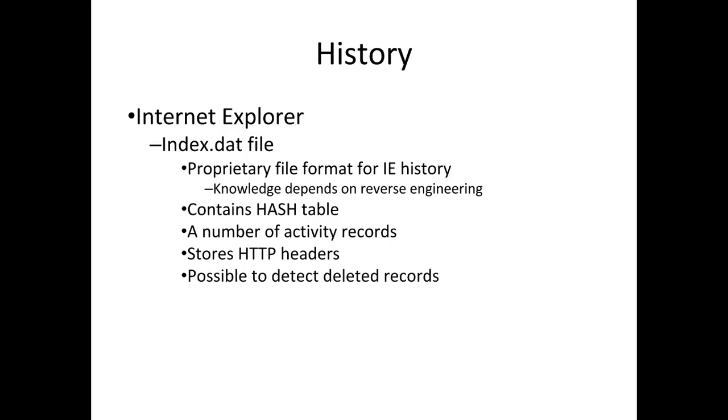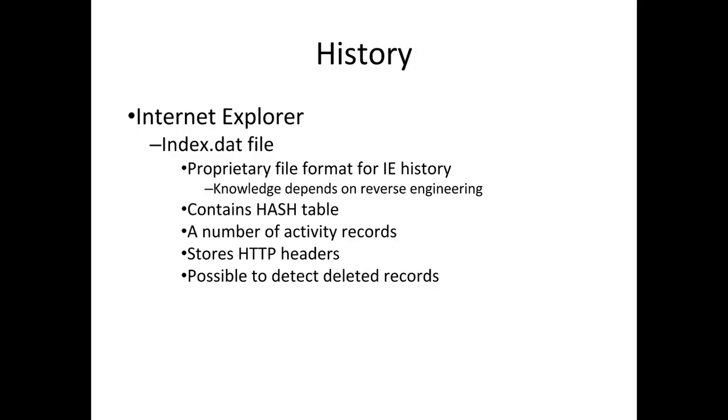Now, let's start off with Internet Explorer. Internet Explorer has something called an index.dat file. It is a proprietary file format, and it is there only for storing IE history. You can extract information from it as long as you have an idea about how to do some reverse engineering. What we do know is it contains some form of a hash table, it contains a set of activity records, it stores some HTTP headers, and it is possible from this index.dat file to detect deleted records.